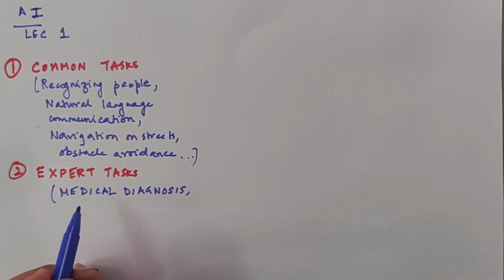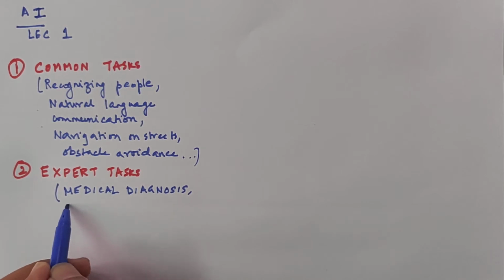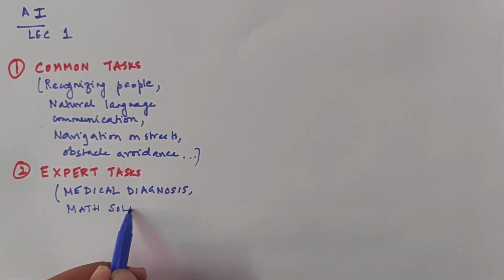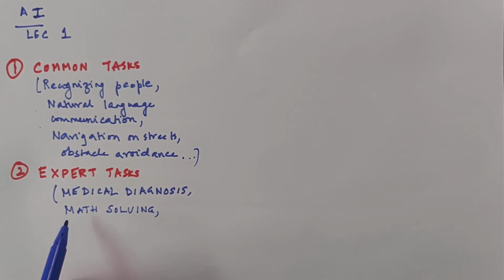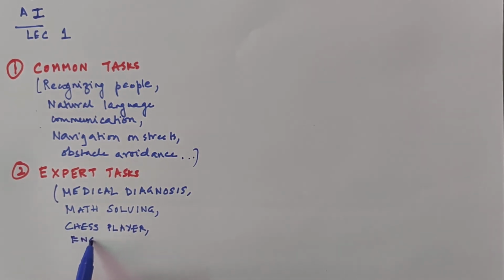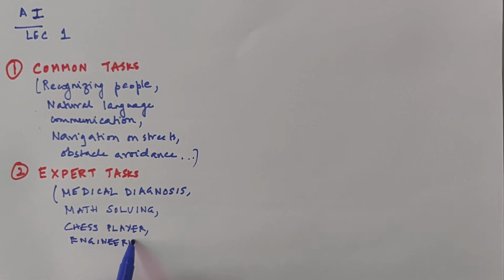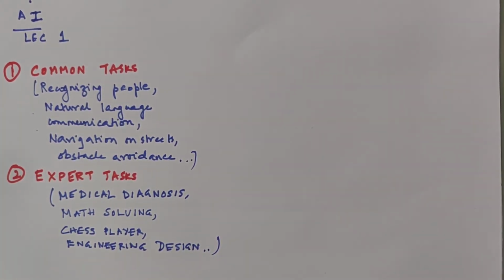Solving difficult maths for engineering and technology and science problems. Mathematicians do that, and researchers do that. So math solving, expert task. Not everyone is a very good chess player. Chess playing, expert task. Designing bridges, designing houses, engineering design. Expert task. So all these things are expert tasks.